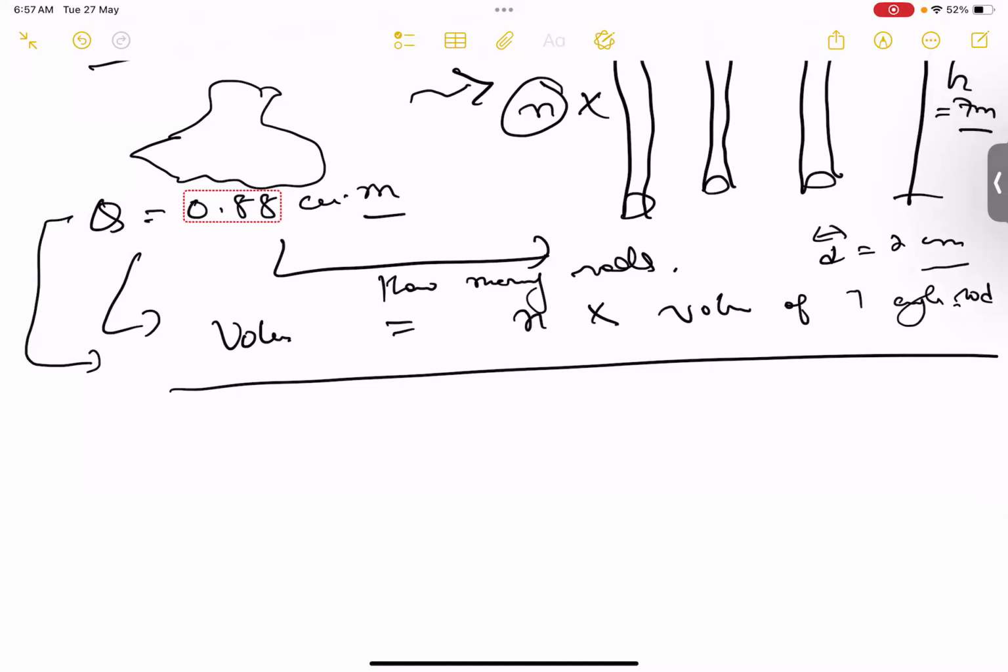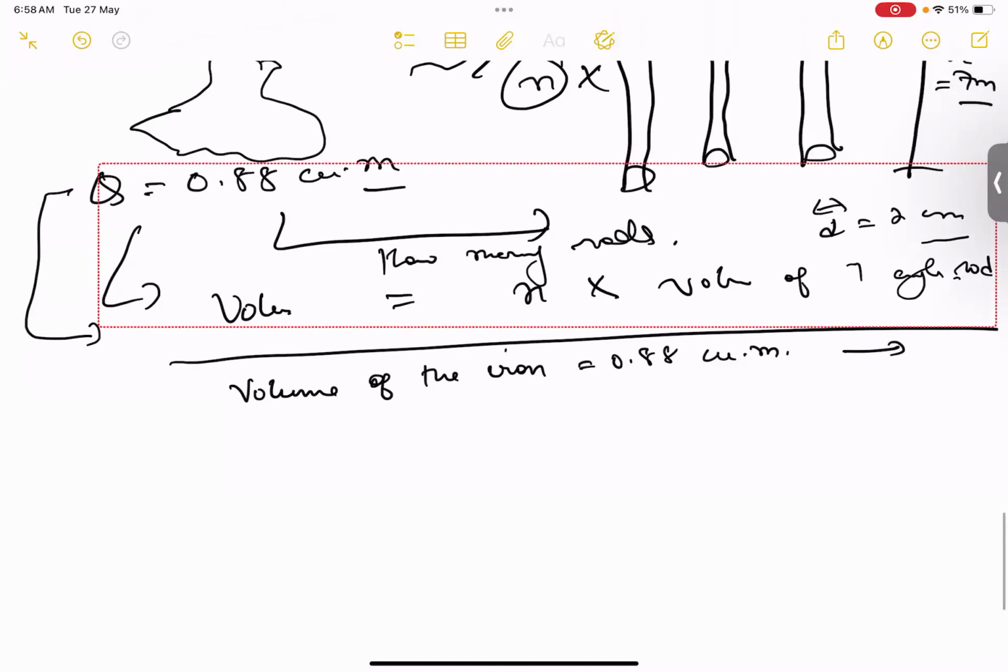Okay, we know that in the question it is given that the volume of the iron is 0.88 cubic meter, right? So this is the volume of the iron that has been given. We don't know what the shape is. It may be in any form, or it may be the shape of a rectangular block or anything. But this is not important. We just have to know that this is the volume of the iron that has been given. Now we are going to cast it into a number of cylindrical rods, which are of the same shape and size.